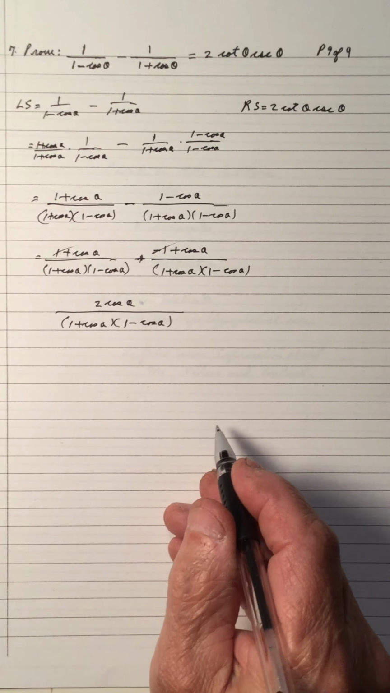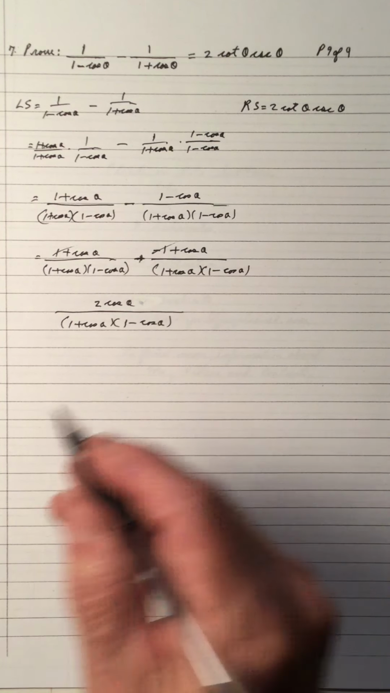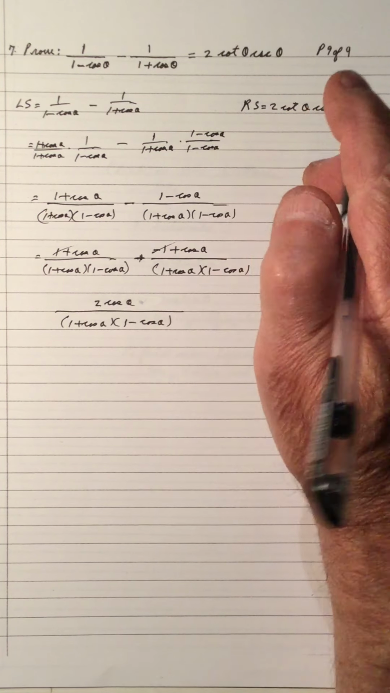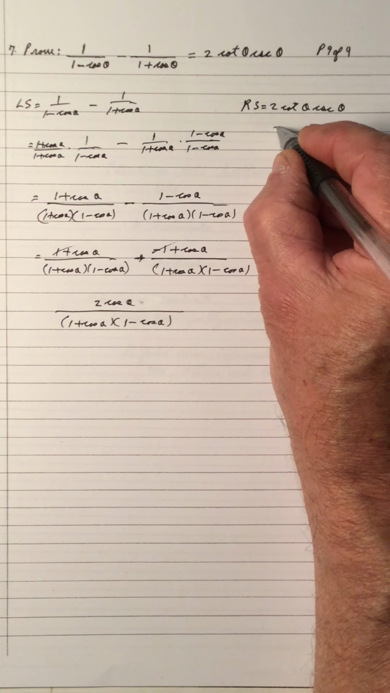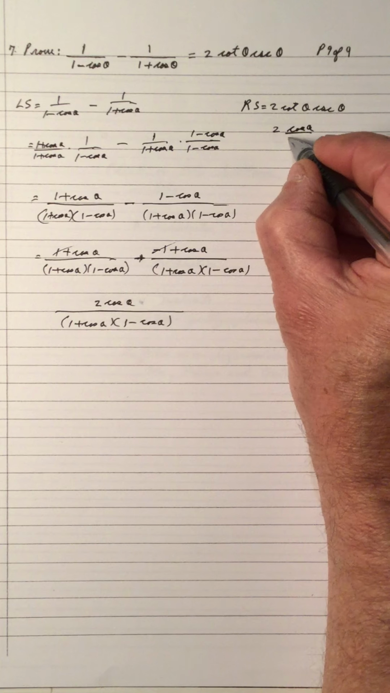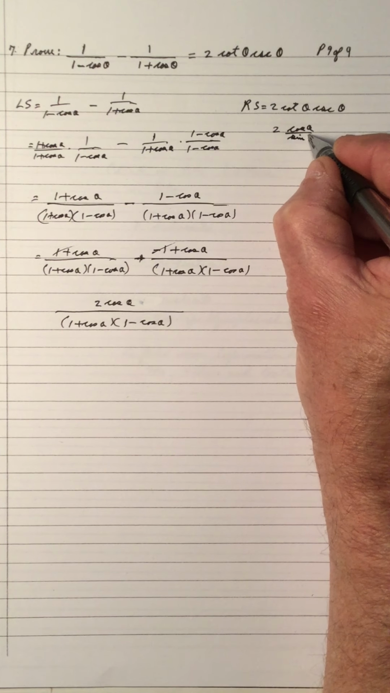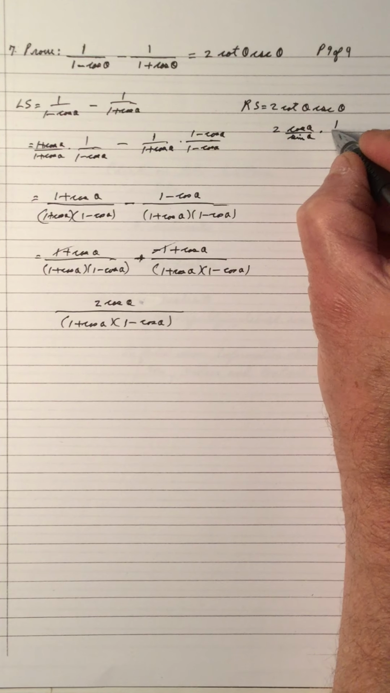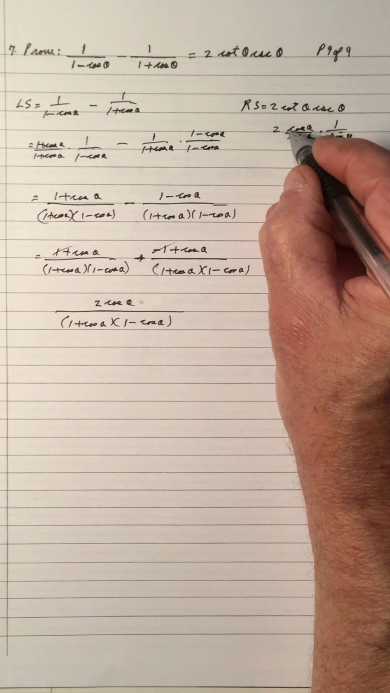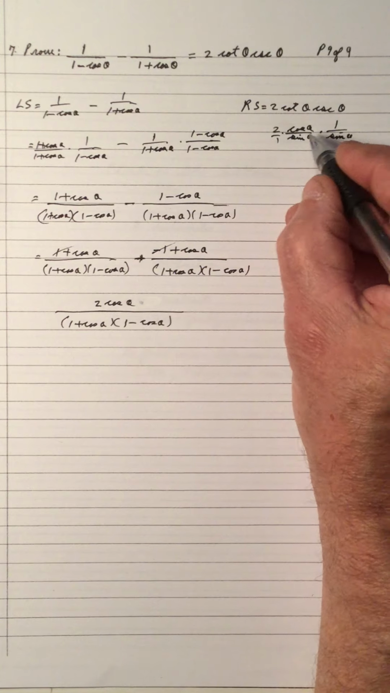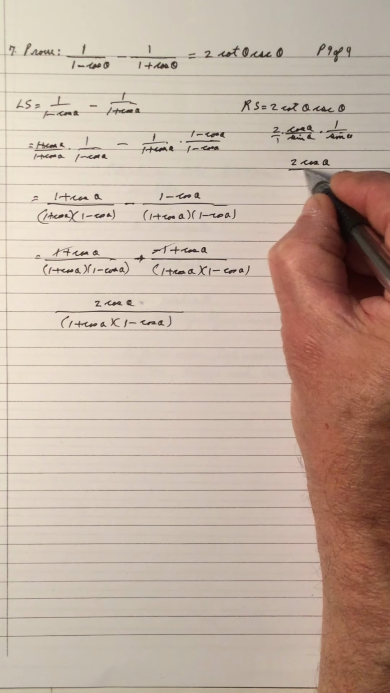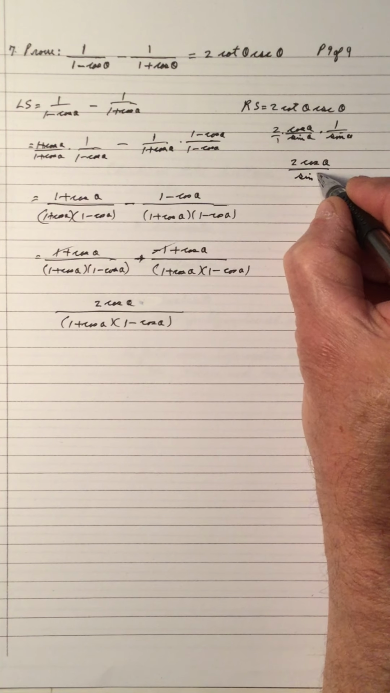And now we're stuck. So what do we do? Again, we go to this side. Pretend you're on a sheet of scrap paper. So you go over and say, this is 2 cot, cot is cos theta over sine theta. Cosecant is 1 over sine. And that's 2 over 1, so that's 2 cos theta all over sine squared.